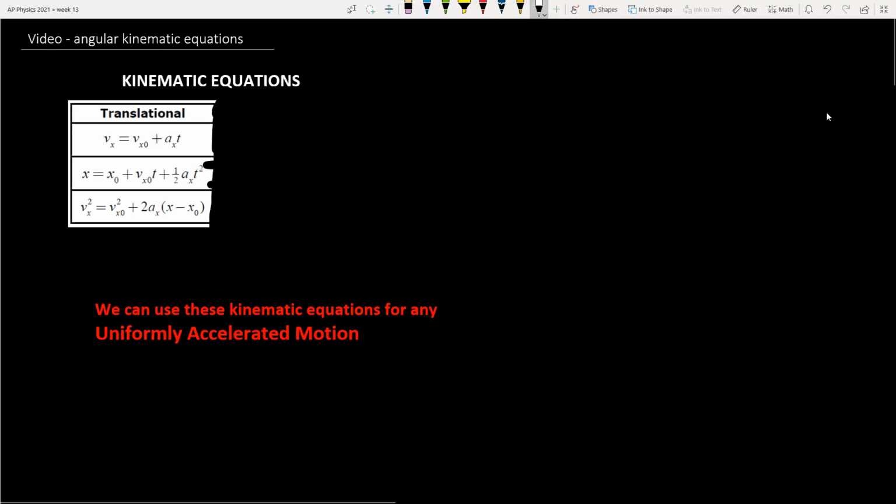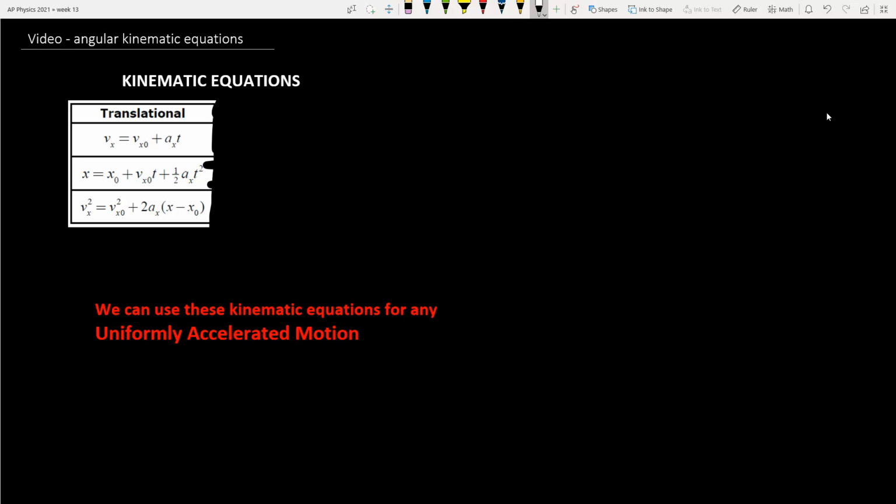We're going to be talking about using kinematic equations again, something that we have done before. But now we're going to put a little twist on it. So you're going to see here we have our normal kinematic equations for linear, also known as translational motion. And these can all be found on the equation sheet. These are the first three equations on the equation sheet that will be given on test day.